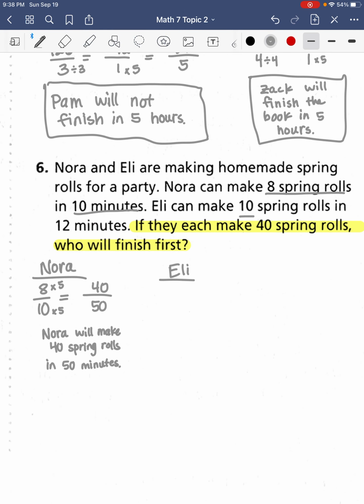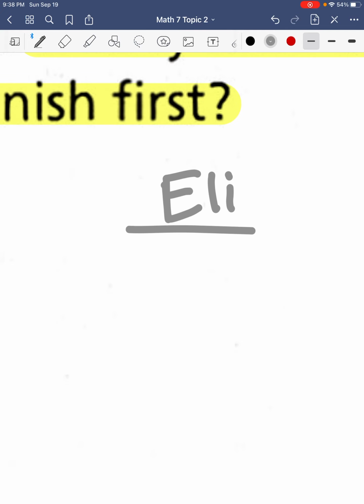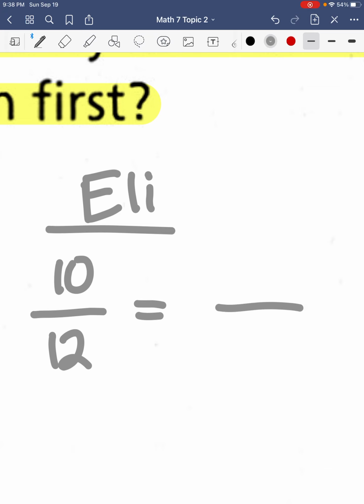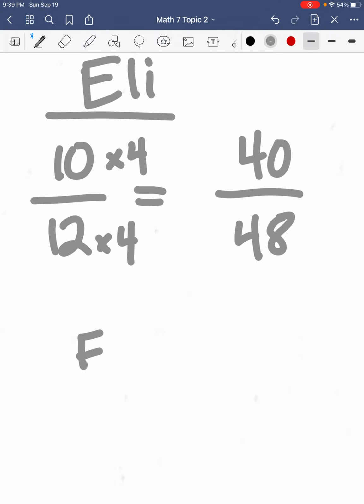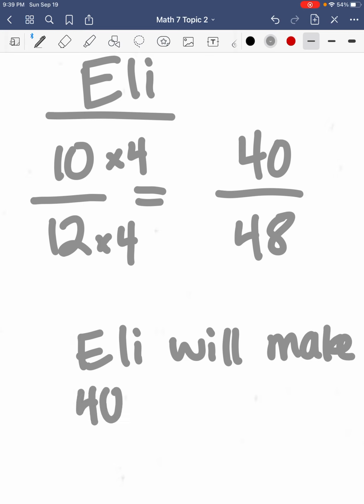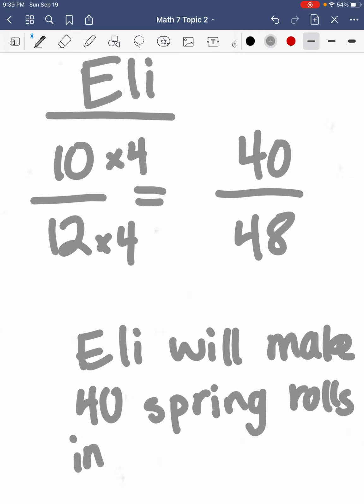Okay, now let's talk about Eli. Okay, Eli can make 10 spring rolls in 12 minutes. So 10 spring rolls in 12 minutes. But we want to know how long it will take him to make 40 spring rolls. So how do I go from 10 to 40? Well, I multiply times 4, right? So I'm going to do the same thing on the bottom. And 12 times 4 is 48. So Eli will make 40 spring rolls in 48 minutes.